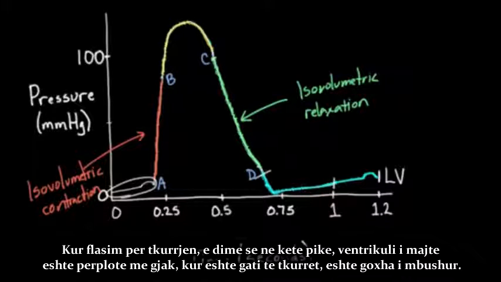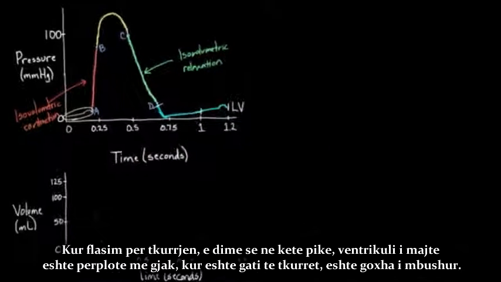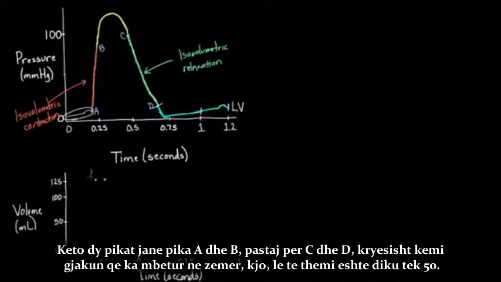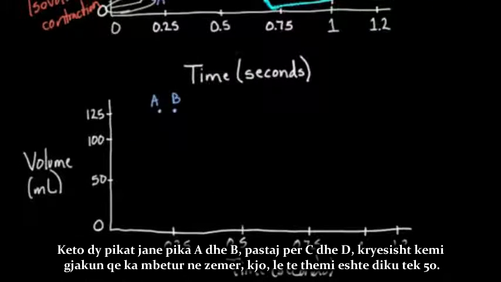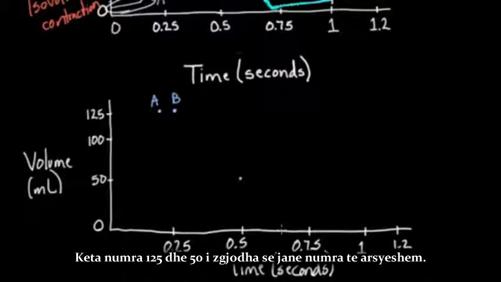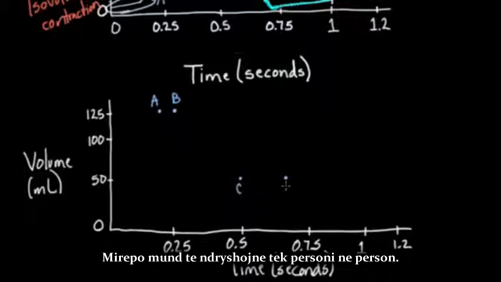Now, when we're talking about contraction, you know that at this point, the left ventricle is really full of blood, right? When it's about to contract, it's as loaded up as it's going to be. And so these are the 2 points, A and B. And then for C and D, you basically have blood, what's residual in the heart, and that, let's say, is around 50. So these numbers, 125 and 50, I've chosen them because, again, they're reasonable numbers, but it could definitely change person to person.